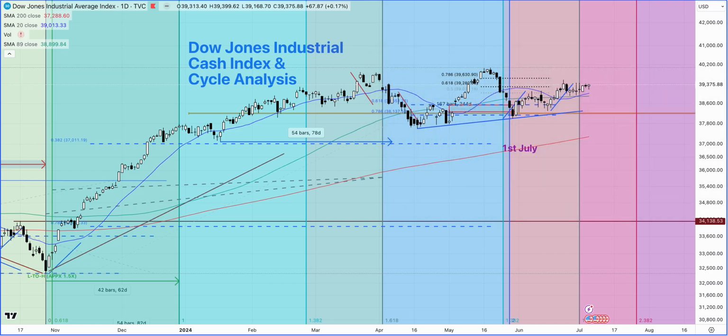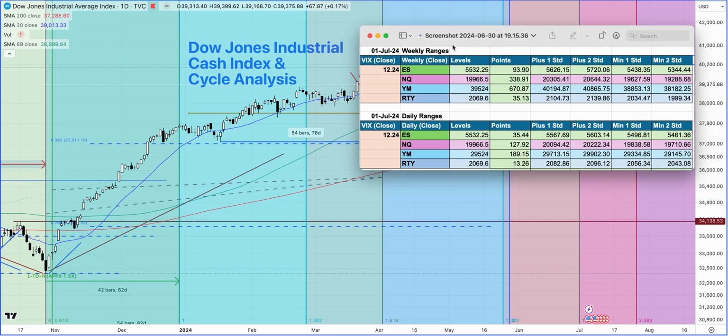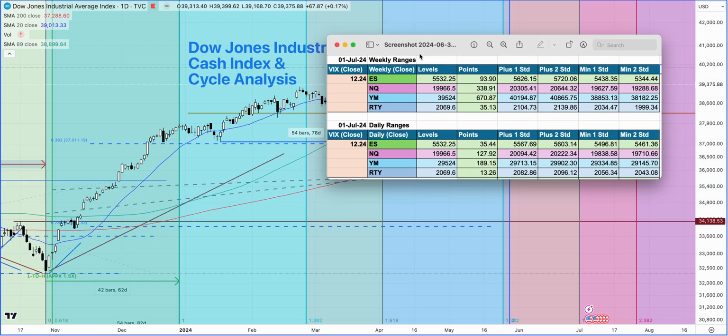Now the other thing which I want to also point out is this one. This is the chart which I present every week. These are the weekly ranges and the daily ranges for next Monday, and right at the top are the weekly ranges. This is the range we expect the key US stock indices to move in.